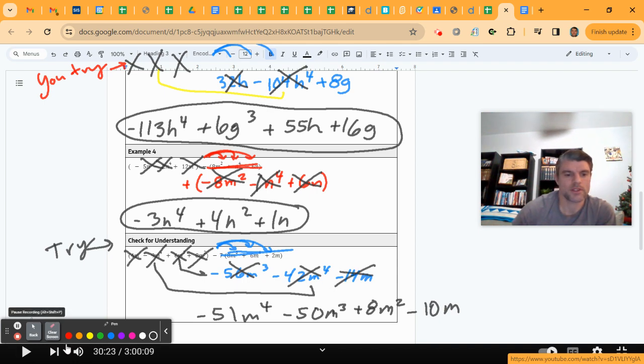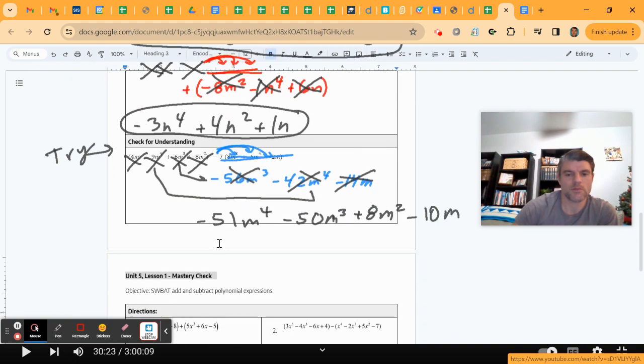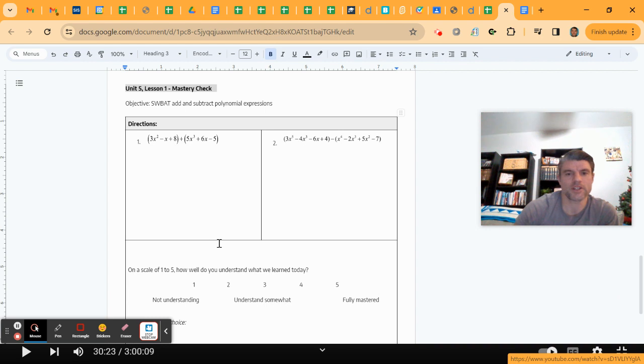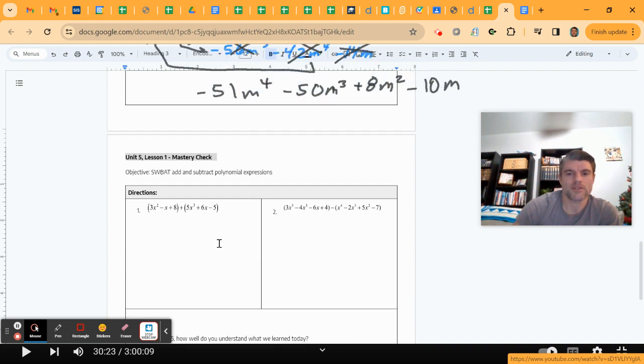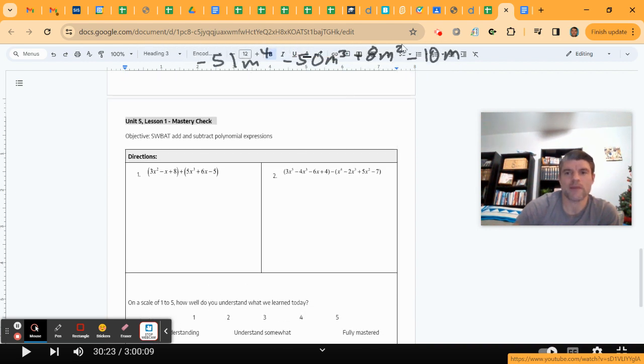All right, so now the only thing left in your packet is going to be the mastery check. Go ahead and try that on your own. And then as you finish, you can work on the rest of the assignments in Google Classroom.